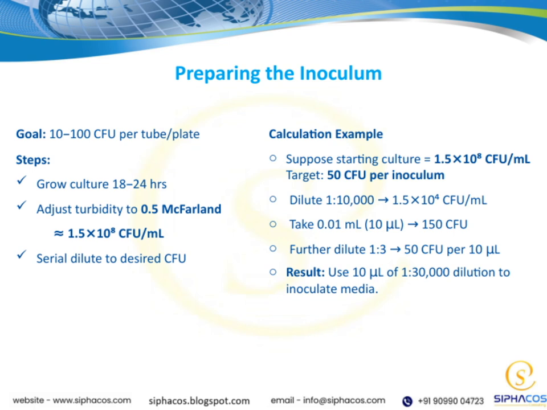So the key point here is that to get the desired inoculum, we use a 1 to 30,000 dilution and take 10 microliters from that. This ensures we have the right number of bacteria for our experiments.